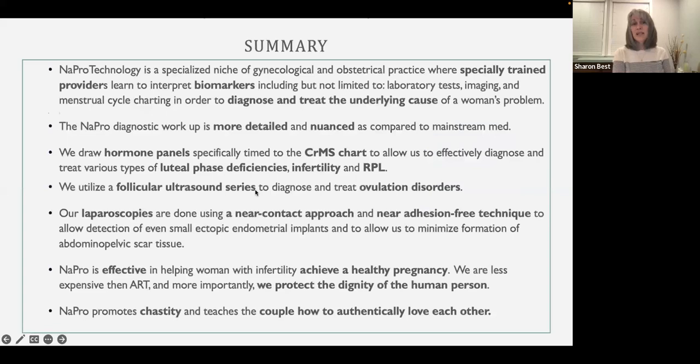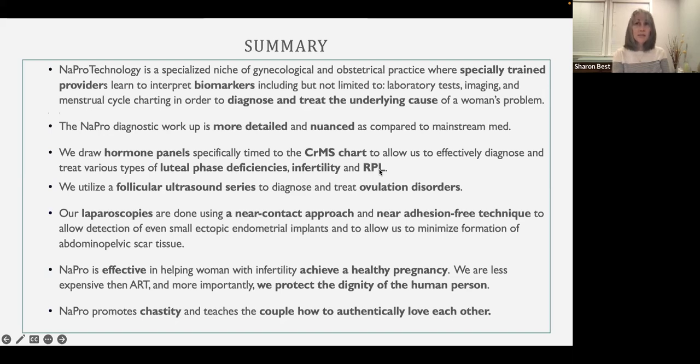So in summary, NaProTechnology is a specialized niche of gynecological and obstetrical practice. We are specialized providers that have undergone training to allow us to interpret biomarkers to help us make diagnoses and treat many underlying causes. NaPro workup is more detailed and nuanced. We draw hormone panels. We diagnose luteal phase deficiencies. We're very good at infertility and recurrent pregnancy loss.